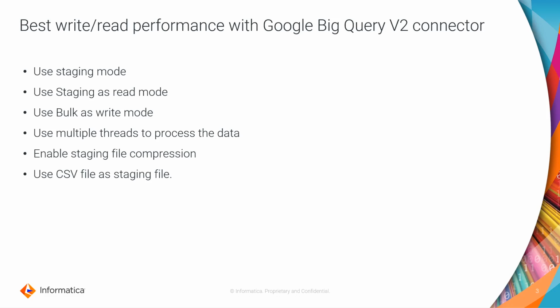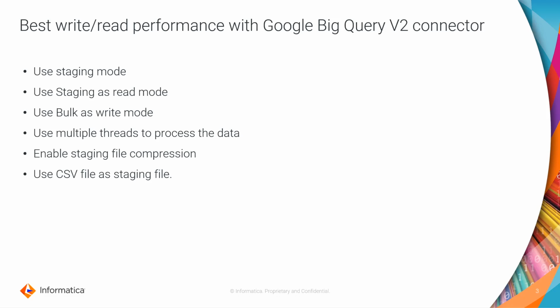Okay, so that's why I mentioned that we are using staging mode. This is the mode that will give you the best performance. And when you are reading from a Google BigQuery source, you will use staging as the read mode. And when you are writing to a target Google BigQuery, you will use bulk as the write mode.